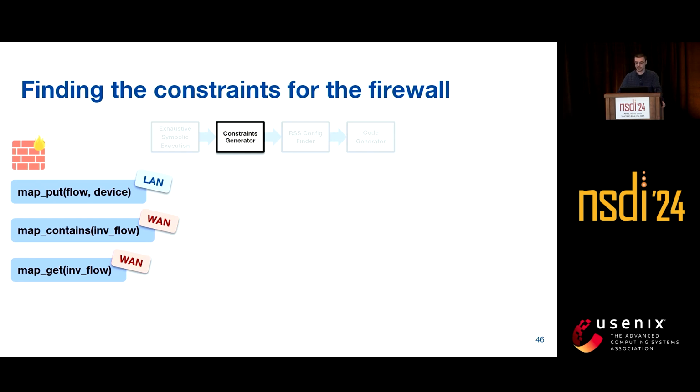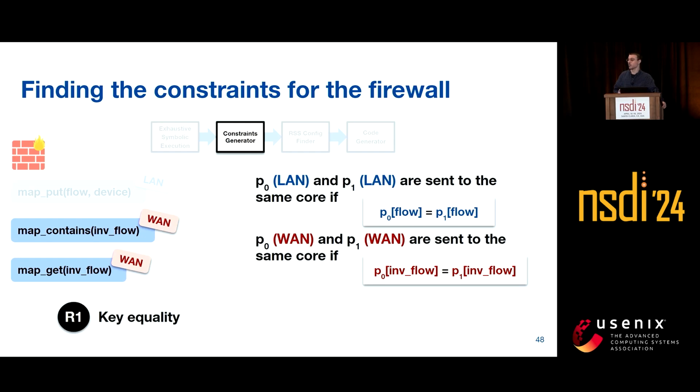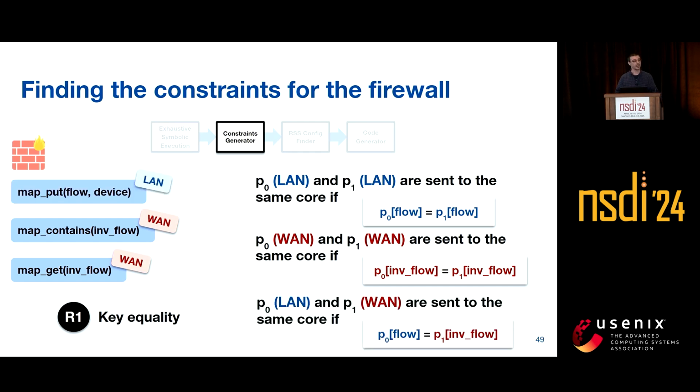So let's get back to our firewall example. Recall that it used 3 different map operations using different keys. Maestro uses the key quality insight to infer that packets coming from the LAN should be sent to the same core if they belong to the same flow. Similarly, for packets from the WAN, every pair of packets should be sent to the same core, again, if they have the same flow information. And bringing this all together, Maestro finds that packets from the LAN and WAN should be sent to the same core if they have symmetric flow information.